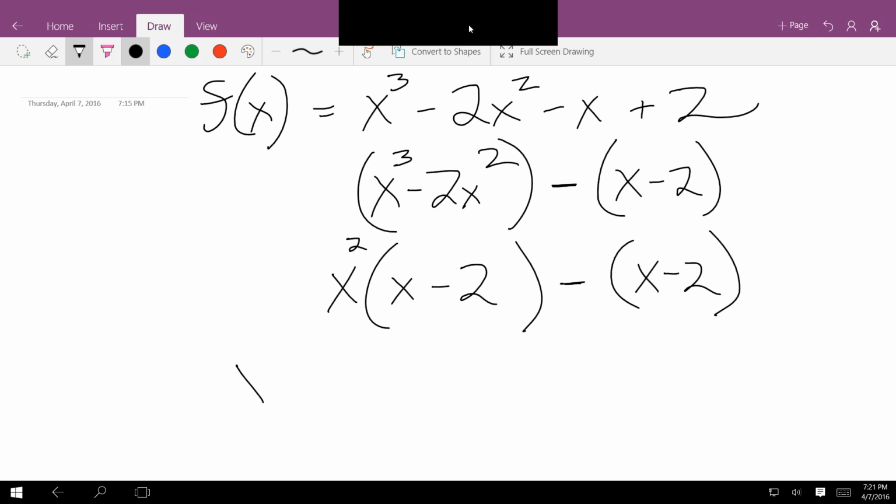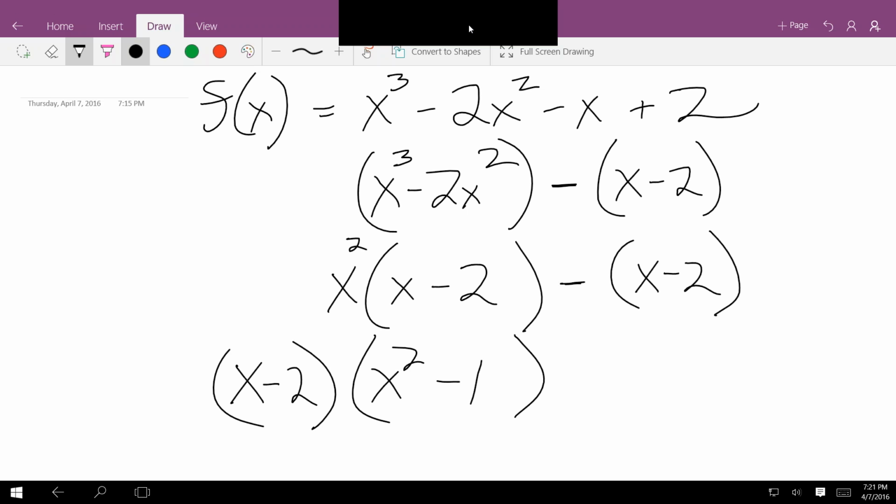The rest of this, if I factor out the x minus 2, which is part of both terms, what am I left with? X squared minus 1. And that factors also. So now I have x minus 2 times what? That's difference of perfect squares. How does that factor? X minus 1 times x plus 1. Okay. Those are your three factors. Much, much easier if you can do it by grouping than doing it the hard way.